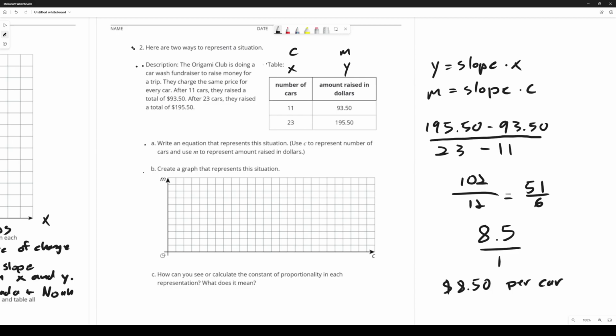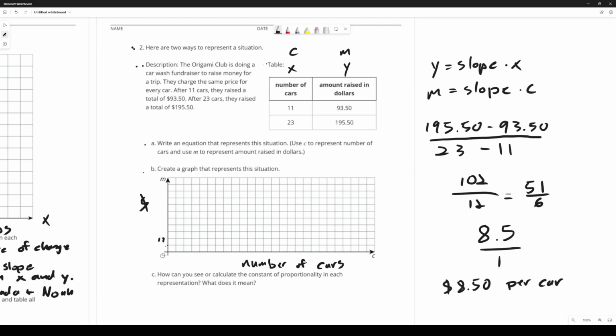Okay, B says to create a graph that represents this situation. So M is going to be dollars, so I'm going to label my M axis with dollars, and then C is going to be, my X axis is going to be the number of cars. Now, because I know it's $8.50 per car, what I can do is use each grid line as $8.50. So I'm going to not label my first one. Here's $8.50. I'm going to go to my second one, which is going to be double of $8.50. So double 8 is 16, double 50 cents is $1, so that's going to be 17.